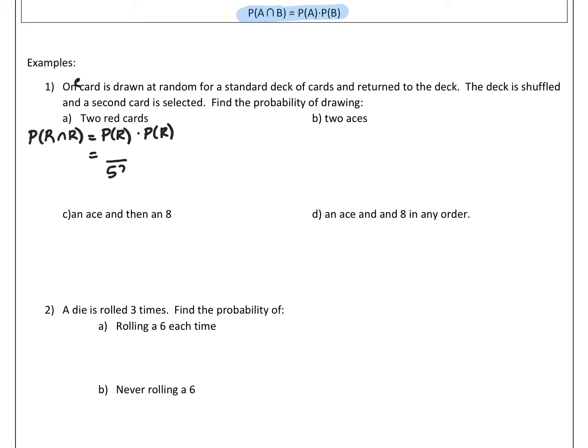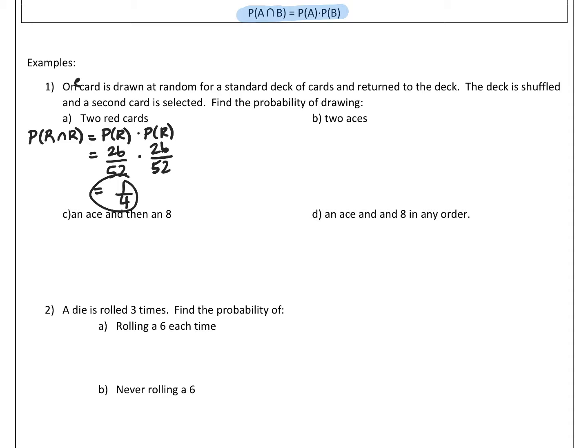Out of my 52 cards, 26 of them are red, and I put that card back in the deck, so there's still 52 in the deck, and there are still 26 red ones. That comes out to be a half times a half, which is 1/4.